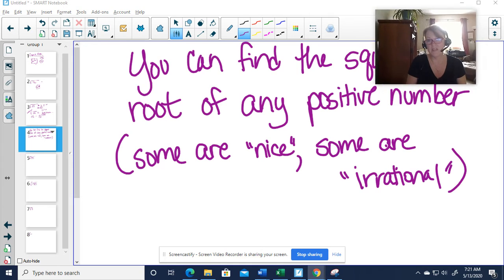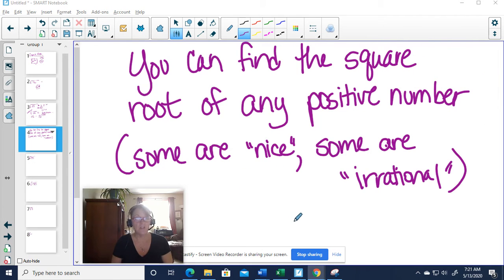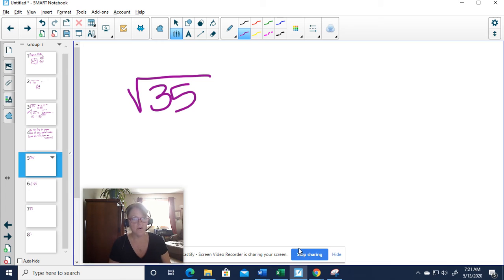So the big news flash today, you can take the square root of any number, any positive number whatsoever. Some of them are nice, meaning like the square root of 49 is exactly 7. Yay. Some of them are irrational, like the square root of 28, big long decimal. Let's practice. Square root of 35.